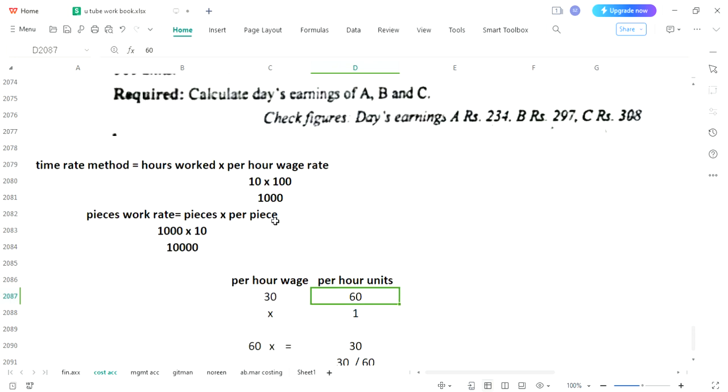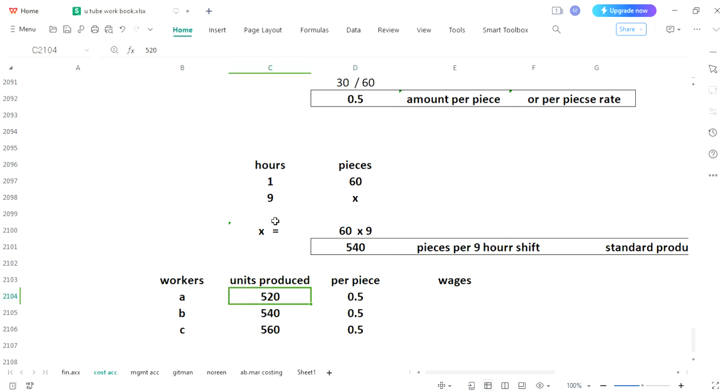Pieces multiplied by per piece. Here you have calculated your pieces. This is your per piece. That means worker A has produced 520 pieces, and for every piece 0.5 rupees would be paid.